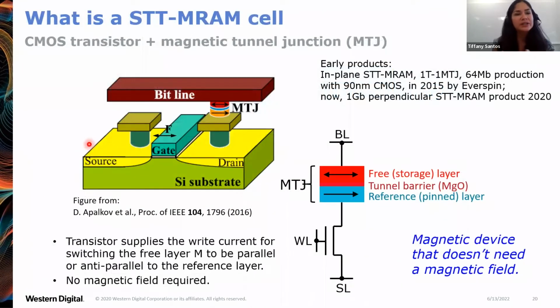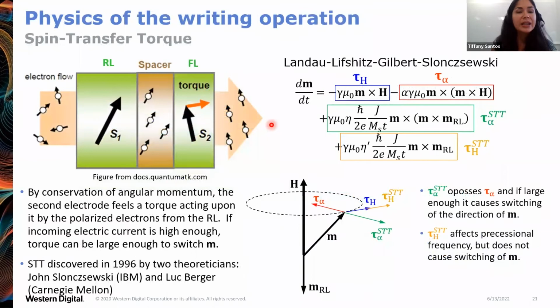So I'll describe what a spin transfer torque MRAM cell is. It's one transistor to one magnetic tunnel junction, and the transistor supplies the right current to switch the free layer magnetization to be parallel or anti-parallel to the reference layer to store your bits, zeros and ones. So it uses the current from the transistor to do this, and there's no magnetic field required. So it's a magnetic device that does not need a magnetic field. The writing happens by spin transfer torque.